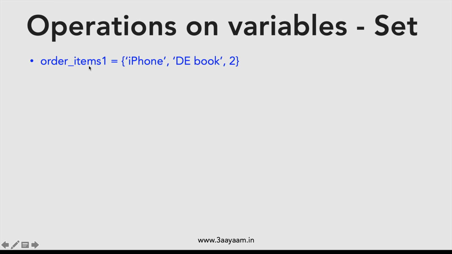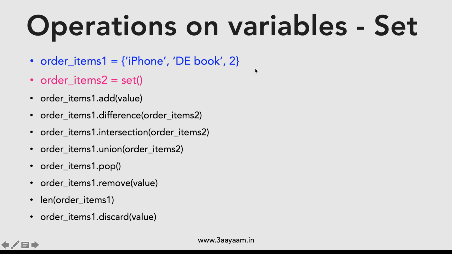So here I have a variable named order_items_1, and it has three values: iPhone, MacBook, and an integer value number 2. So this is basically a set. It can have multiple elements, and each element can have its own data type. Of course, we can modify it, so that's why we can actually create an empty set also.